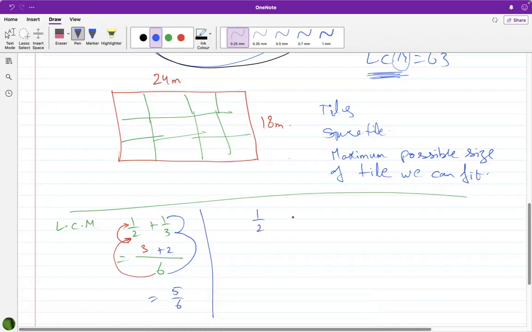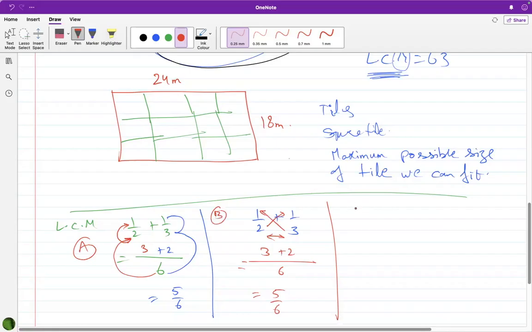Second would be 1 by 2 plus 1 by 3. What they do is they cross multiply. And what they write, 3 1 times is 3, 2 1 times is 2, and they multiply the denominators, which is 6, and 5 by 6. Method A, method B, and method C.